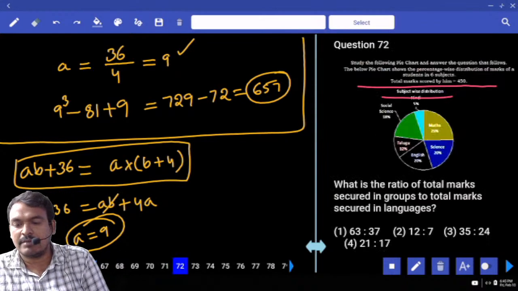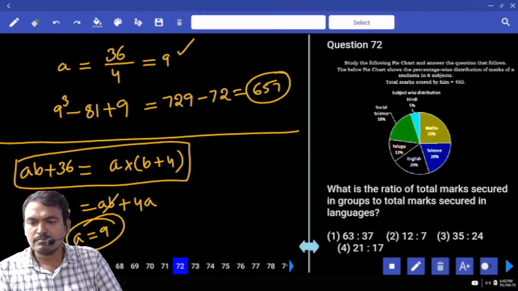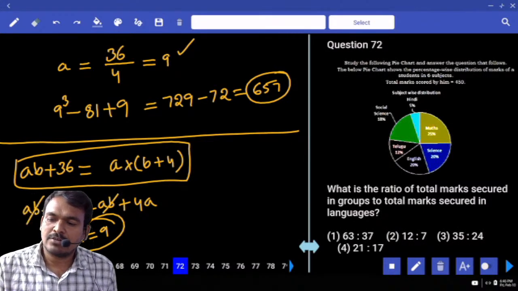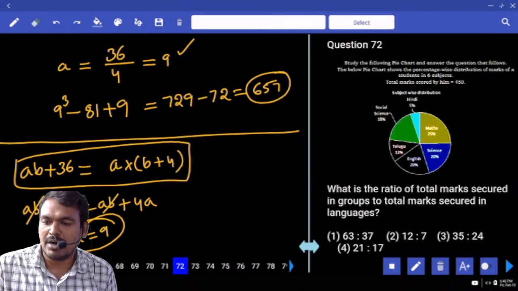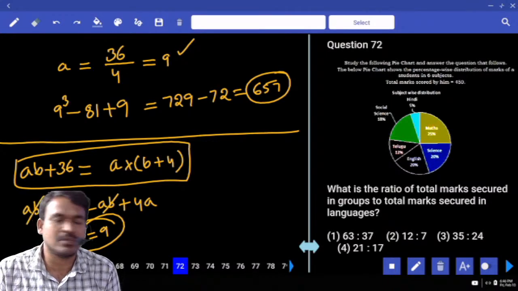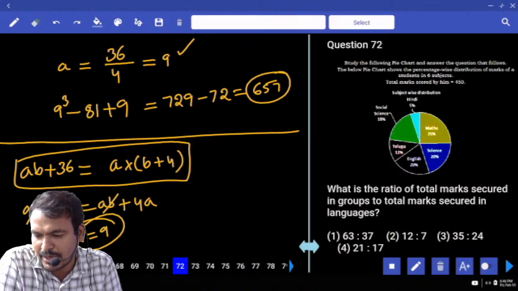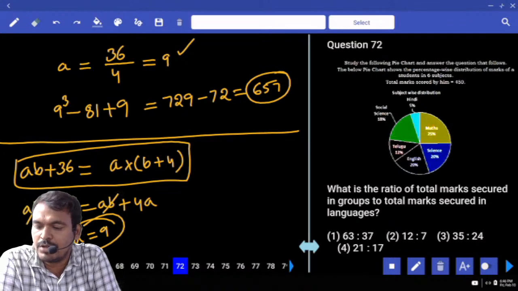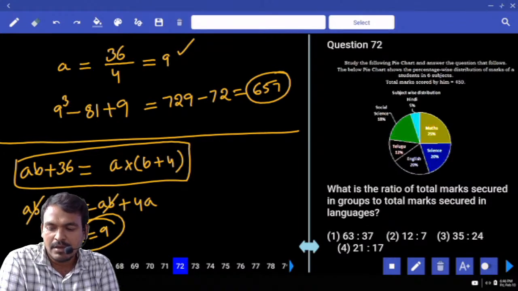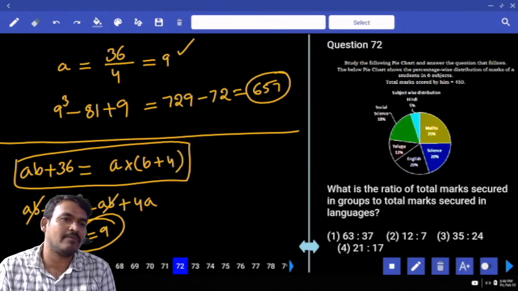Next question number 72. The below pie chart shows the percentage-wise distribution of marks of a student in 6 subjects. Total marks scored by him is how much? 450. And what is the question here? What is the ratio of the total marks secured in groups to the total marks secured in language? Okay. That means we require group marks and language marks.